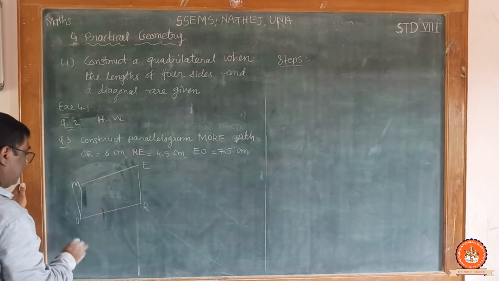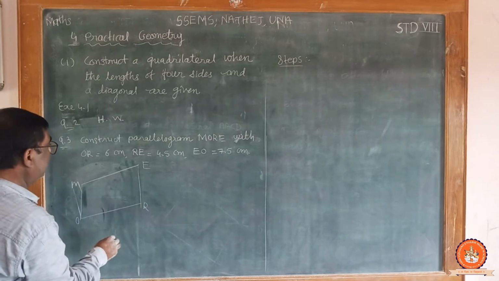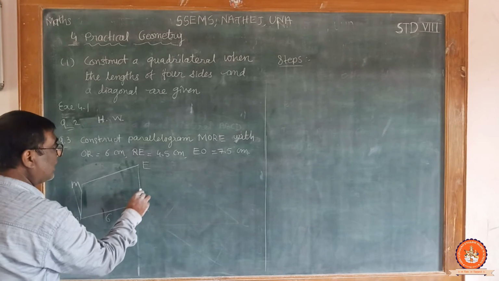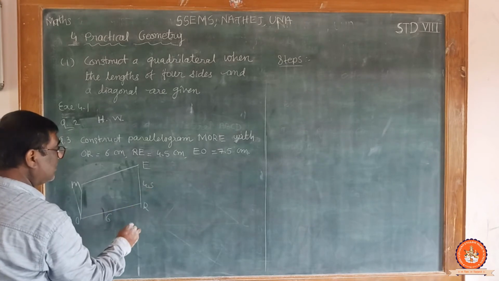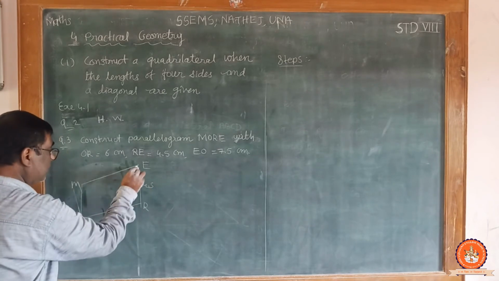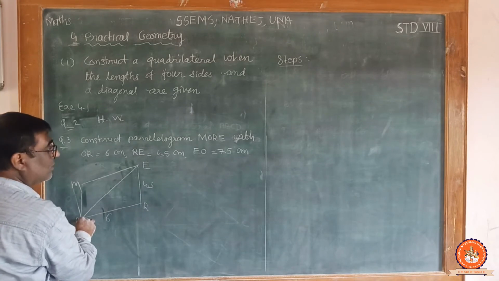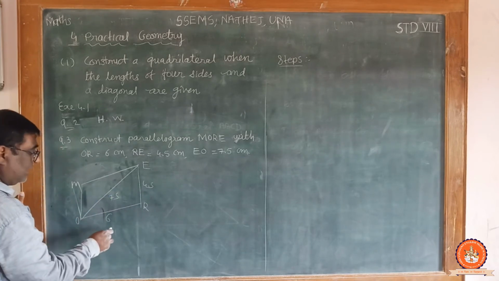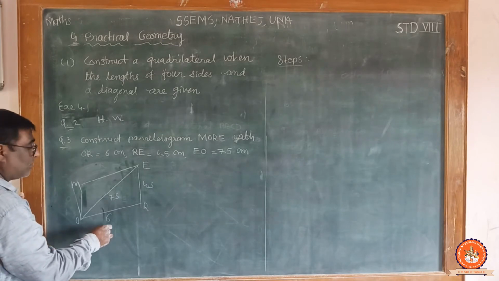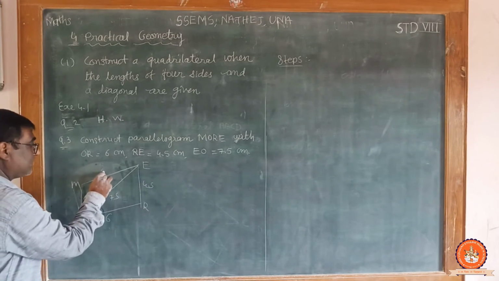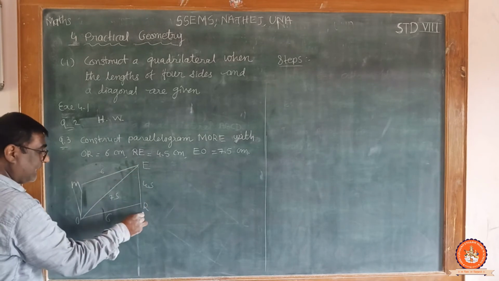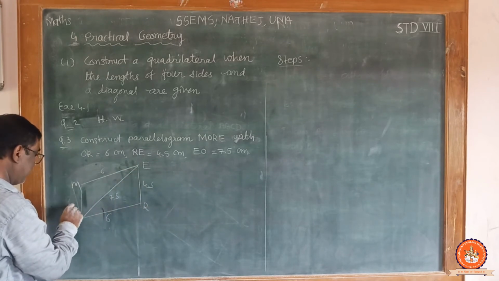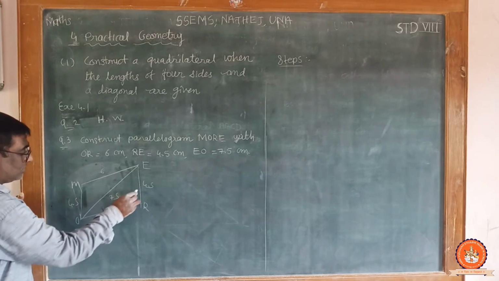MORE. See, OR is given 6 centimeter, then RE is 4.5 centimeter, then EO is given 7.5 centimeter. Now my friends, if OR is 6 centimeter, then ME will definitely be 6 centimeter. If ER is 4.5, then MO will also be 4.5 centimeter. So, two sides and a triangle.